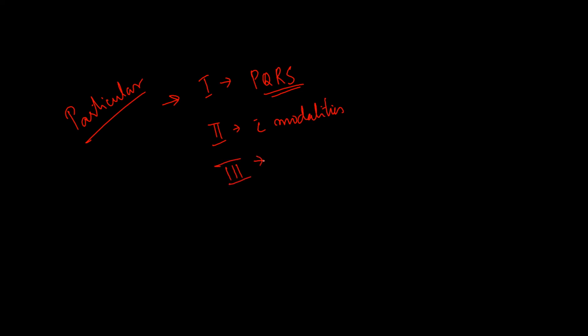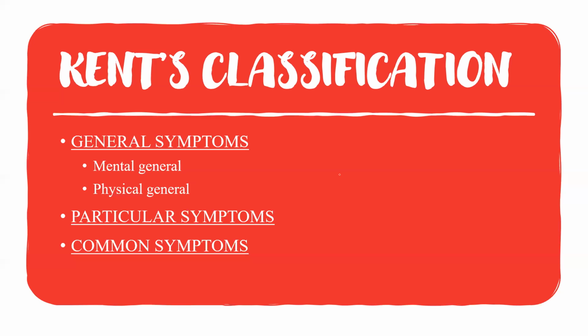And finally, we have third grade symptoms, which do not have appreciable modalities. No modalities as such. This is the grading of particulars in the case of Kent's classification. So first one, PQRS. Second one, symptoms with modalities. Third grade is without any appreciable modalities. This is about the particular symptoms.